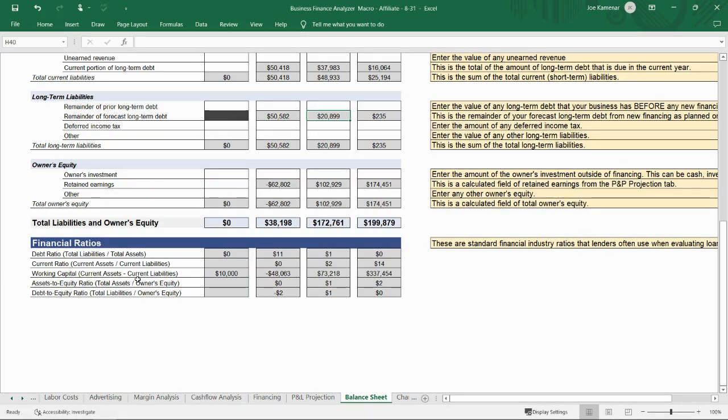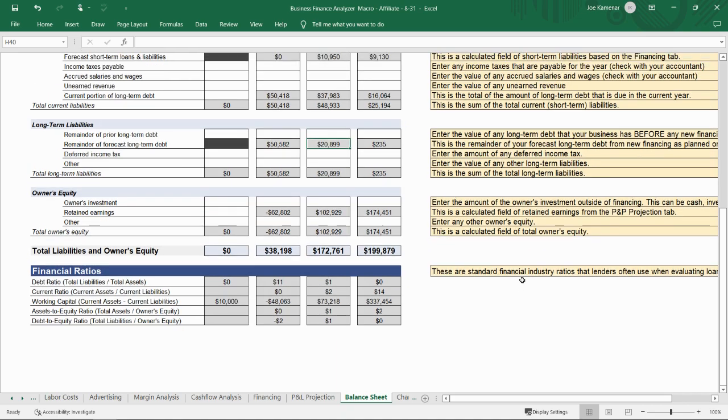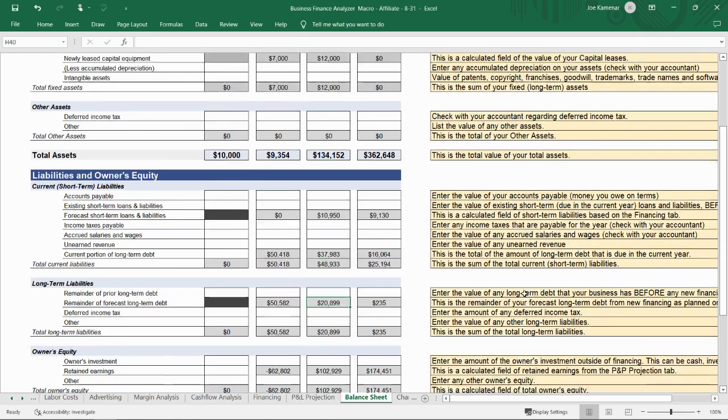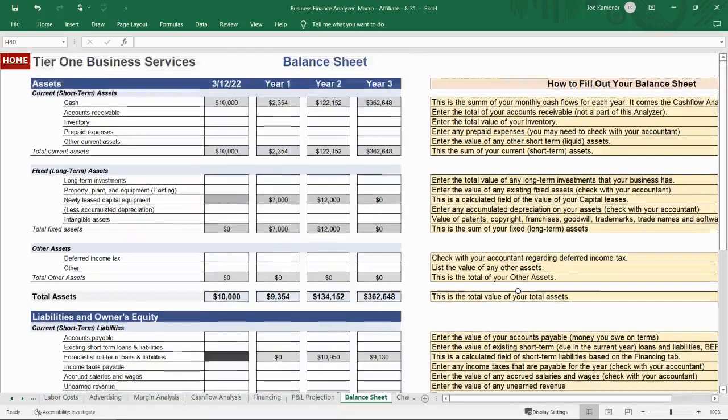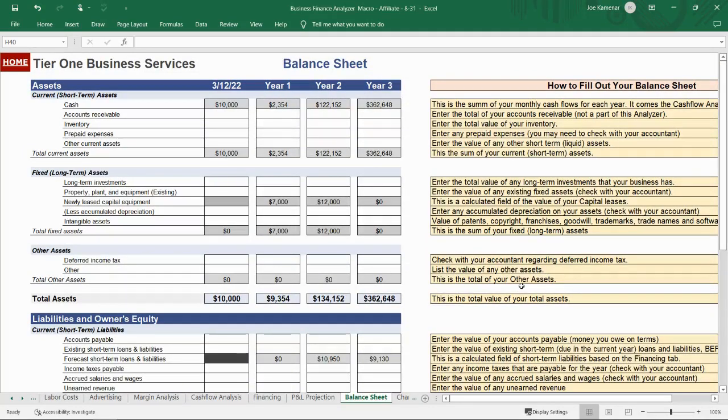Then assets to equity ratio, it's all explained over here. And then debt to equity ratio, so total liabilities divided by owner's equity. Again, standard financial industry ratios that lenders often use when evaluating a loan application. So as you can see, what you have on this tab in this workbook is a lot more than you get from most other tools that will help you with financial analysis. That's the end of our balance sheet video.